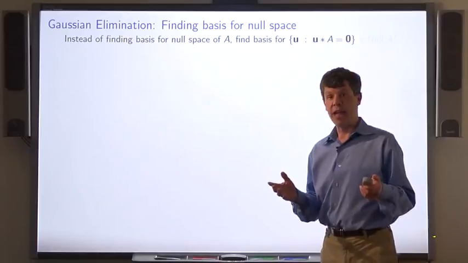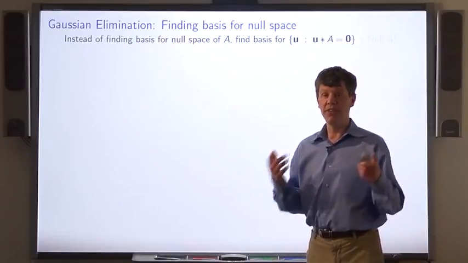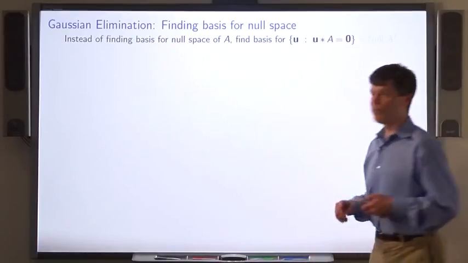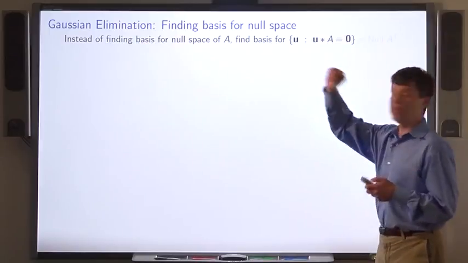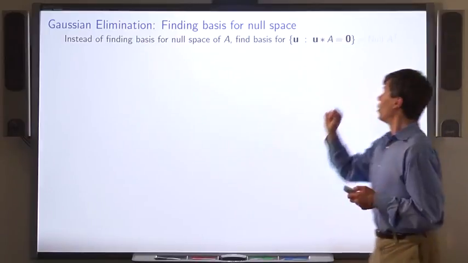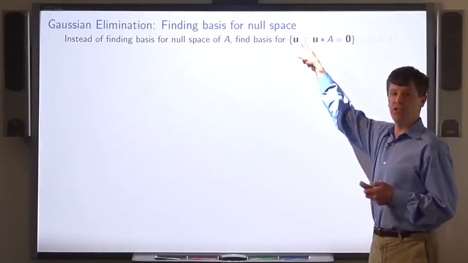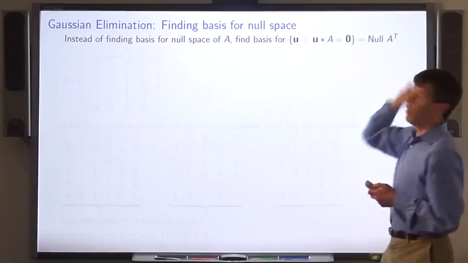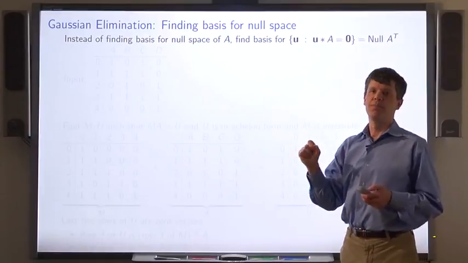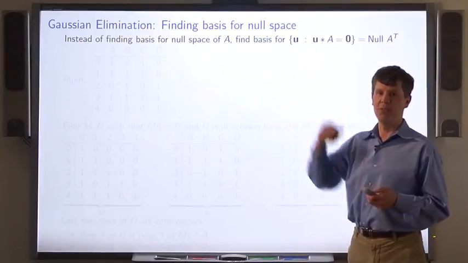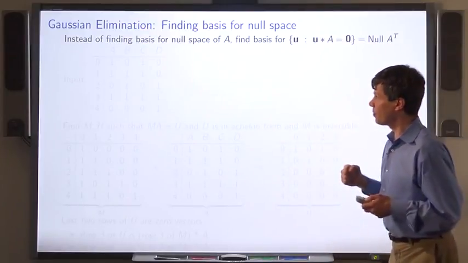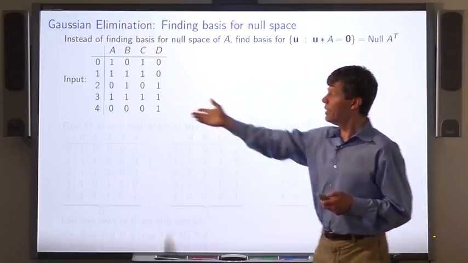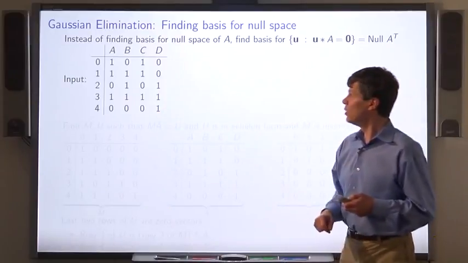Now let's see how we can use Gaussian elimination to find the null space of a matrix. Given a matrix A, we're going to find the set of vectors U such that U times A is the zero vector, which is actually the null space of A transpose. But of course, you can use this algorithm on the transpose of the matrix. Let's say this is the input matrix.